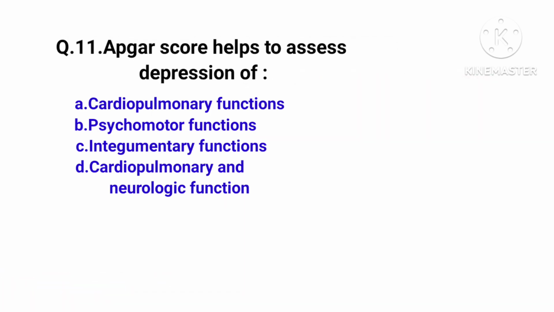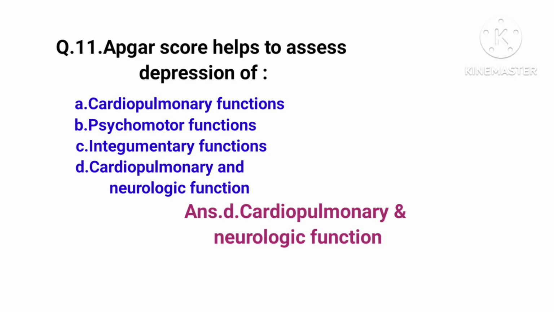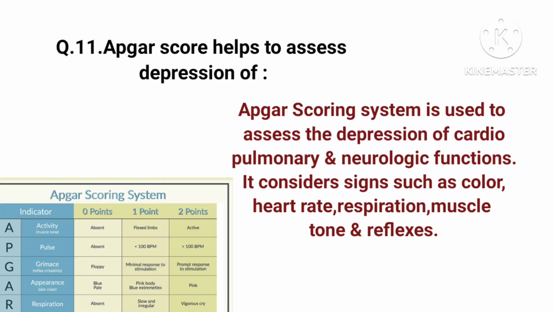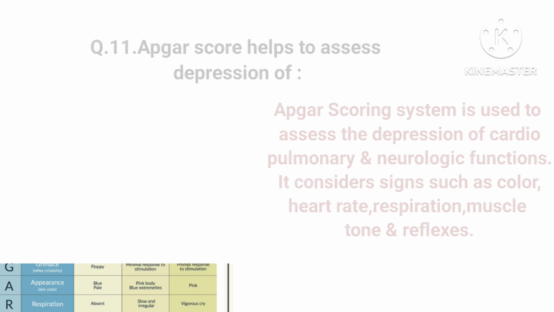Apgar score helps to assess the depression of cardiopulmonary functions, psychomotor functions, integumentary functions or cardiopulmonary and neurologic function. Here the right answer is option D, cardiopulmonary and neurologic function. Apgar scoring system is used to assess the depression of cardiopulmonary and neurologic functions. It considers signs such as color, heart rate, respiration, muscle tone and reflexes.